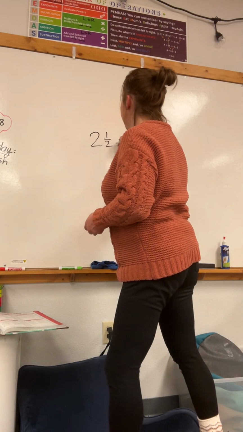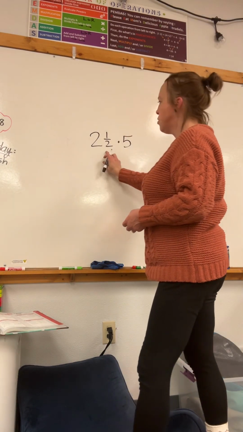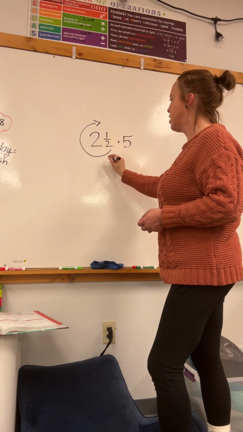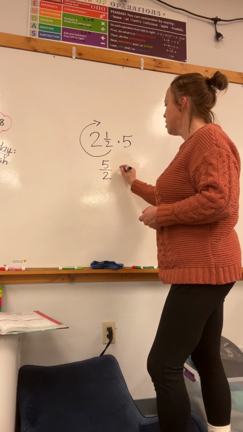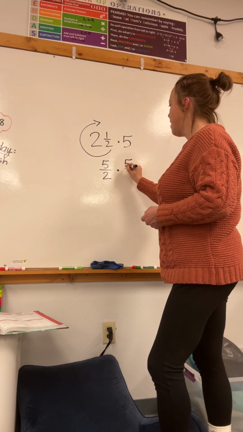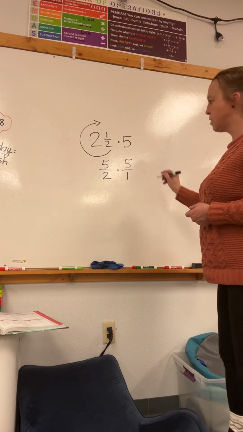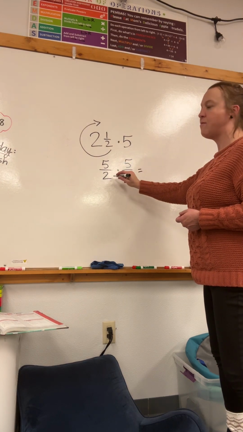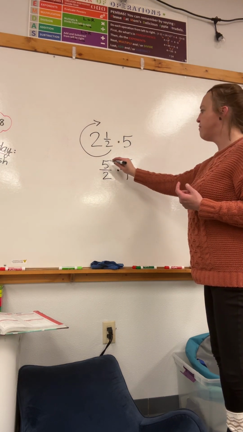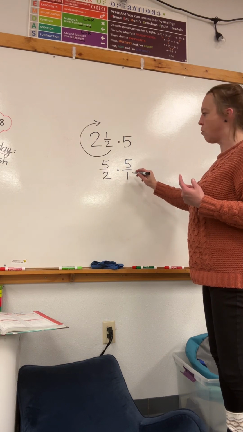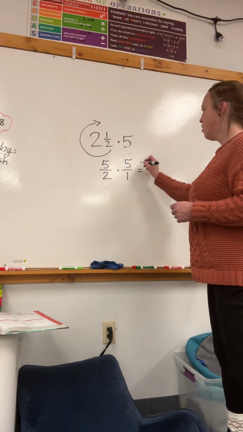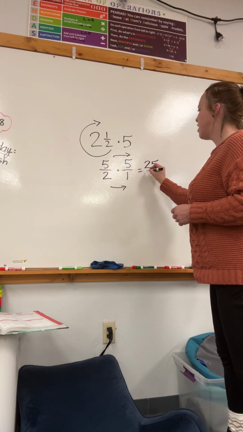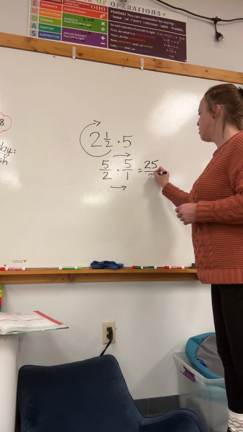is going to be 2.5. I've got to make this an improper fraction first. 2 times 2 is 4, plus 1 is 5, over 2, times 5 over 1. I'm going to go straight across because I can't reduce anything. 5 and 2 have nothing in common except for 1. 5 and 1, nothing in common except for 1. So I'm going to go straight across. 5 times 5 is 25. 2 times 1 is 2.